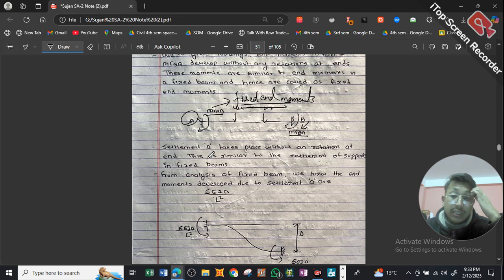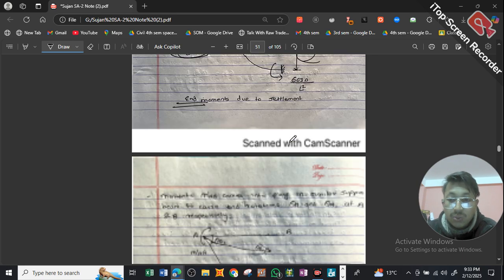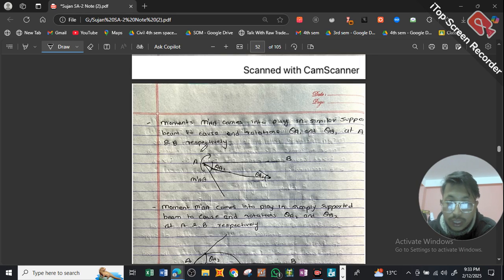This is similar to settlement of supports in a fixed end beam. From our analysis of fixed end beams, the end moments developed due to settlement are 6EI del by L square. So the end moments MAB and MBA will have a fixed end moment developed due to this settlement, given by the formula 6EI del by L square. This will all be used in our main formula.